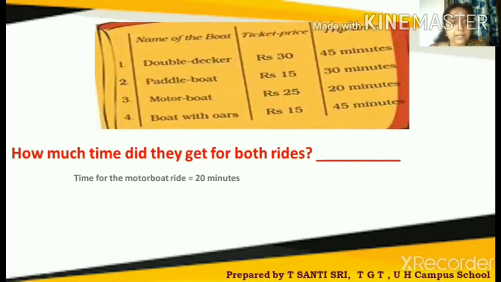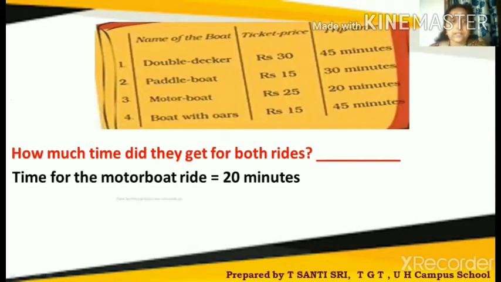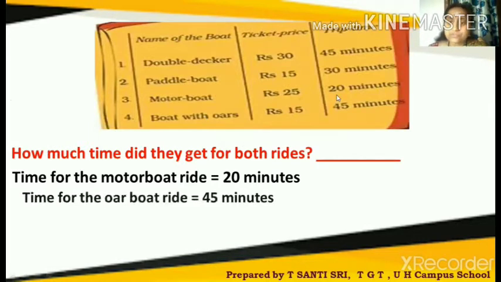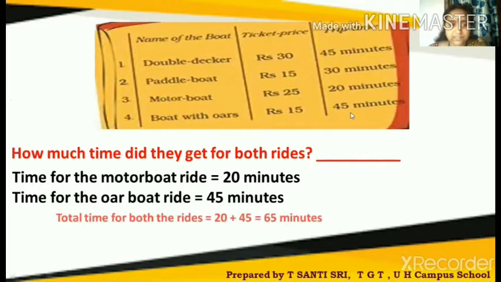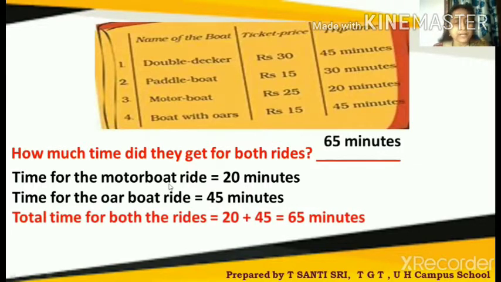How much time did they get for both rides? For motorboat, time is 20 minutes. For oarboat, it is 45 minutes. So time for motorboat ride is 20 minutes. Time for oarboat ride is 45 minutes. So total time is nothing but 20 plus 45. We will get 65 minutes.